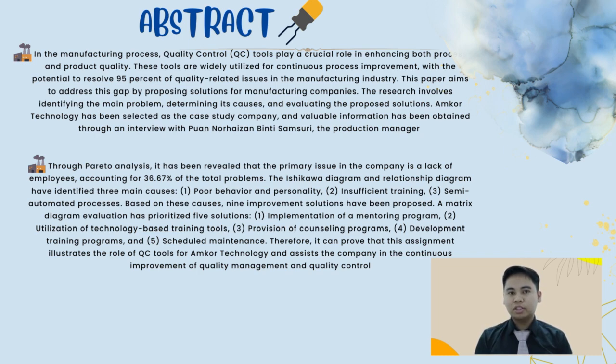Amkor Technology has been selected as the case study company, and valuable information has been obtained through an interview with Puan Nurhaizan binti Samsuri, the production manager. Through Pareto analysis, it has been revealed that the primary issue in the company is a lack of employees, accounting for 36.67% of the total problems. The Ishikawa diagram and relationship diagram have identified three main causes, which are poor behavior and personality, insufficient training, and semi-automated process. Based on these causes, 9 improvement solutions have been proposed.